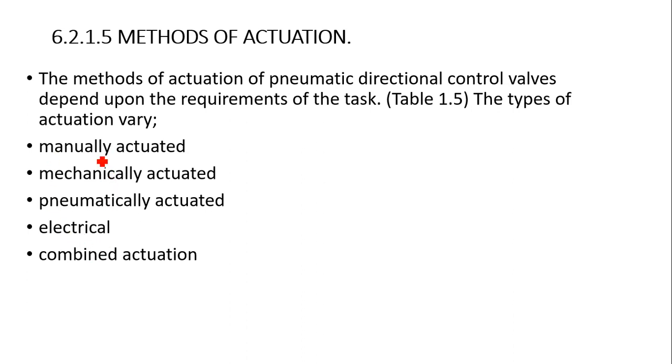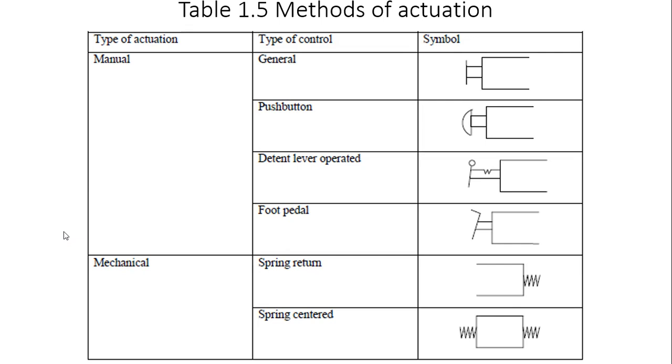Manually actuated, what is this? Manually means by hand. Mechanically means by a certain element. Pneumatically means pressurized air. Electrically means electrical signal. Combined means mechanical and electrical, or pneumatic and electric. It depends. Okay, so let's go in detail.